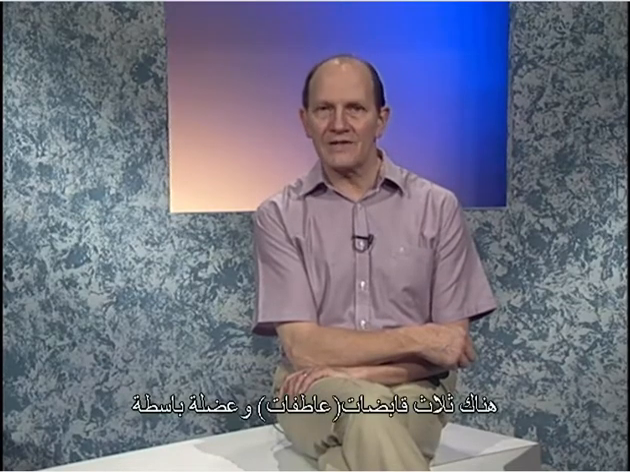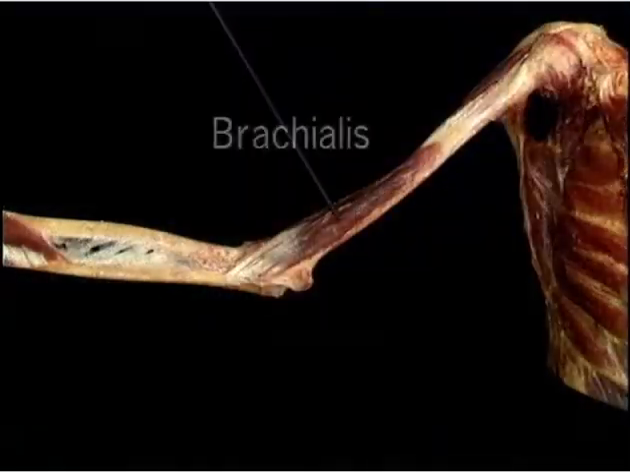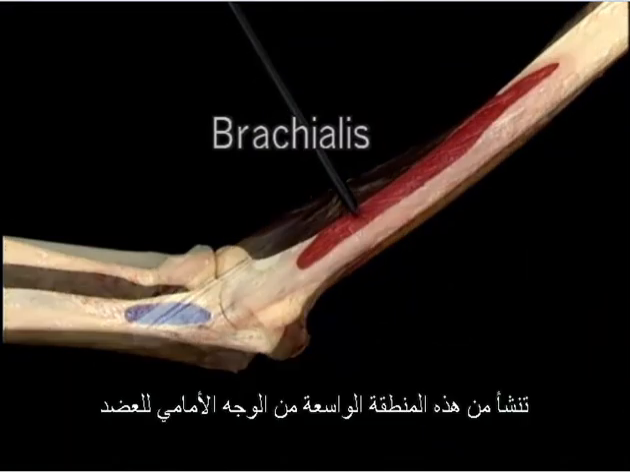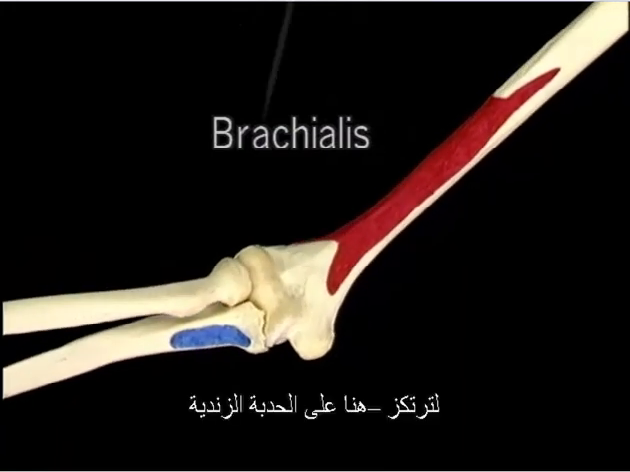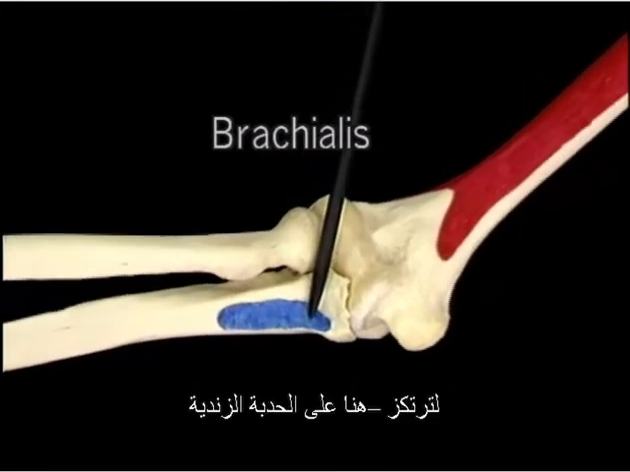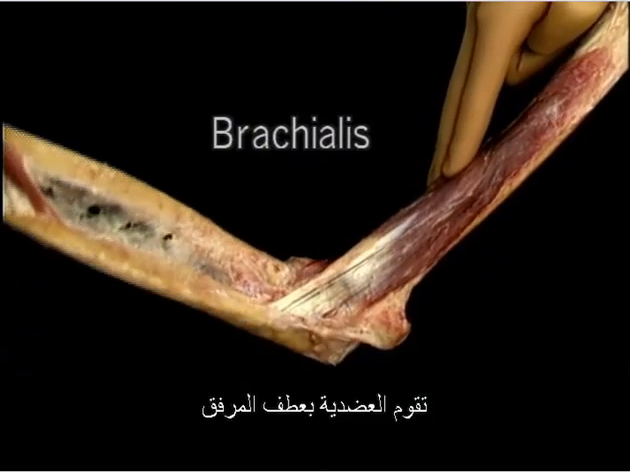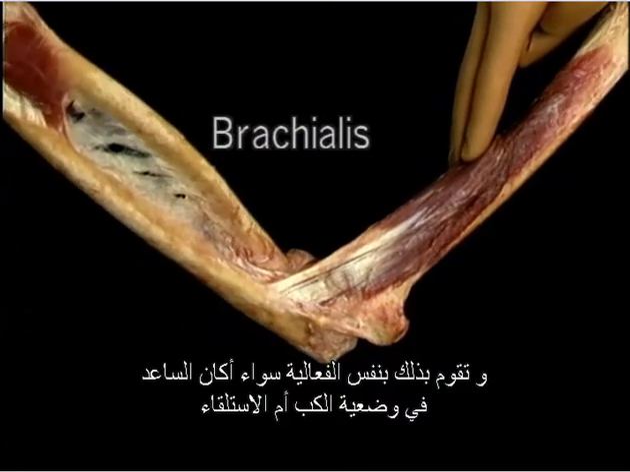There are three flexors and one extensor. The three flexors are brachialis, biceps, and brachioradialis. Here's the brachialis muscle. It arises from this broad area on the anterior humerus. It's inserted here on the ulnar tuberosity. The action of brachialis is to flex the elbow, which it does equally well whether the forearm is pronated or supinated.